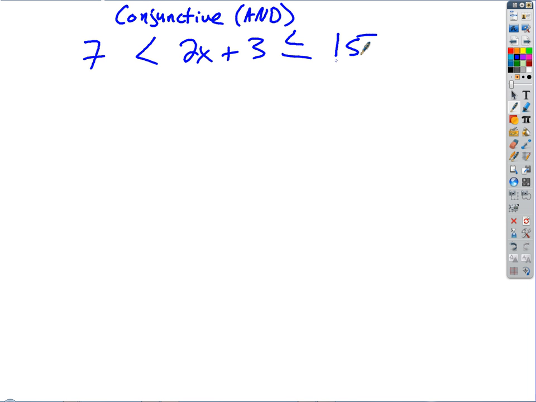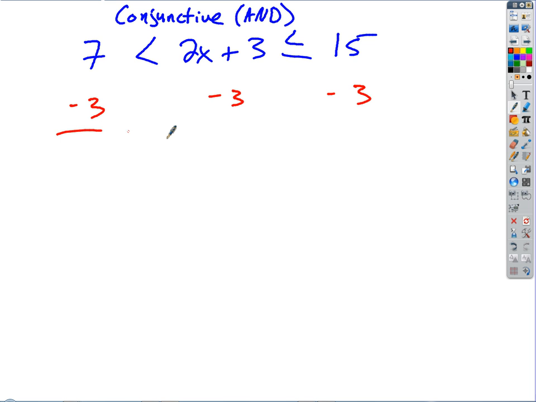Can we take away 3 from all 3 sides? We can't. We can do all this stuff at once here. We're going to treat each of these 3 cases, the left, the middle, and the right, equally. We have to just apply our algebraic rules, but apply it to all 3 places at once. Okay? So I'm going to subtract 3 from everything.